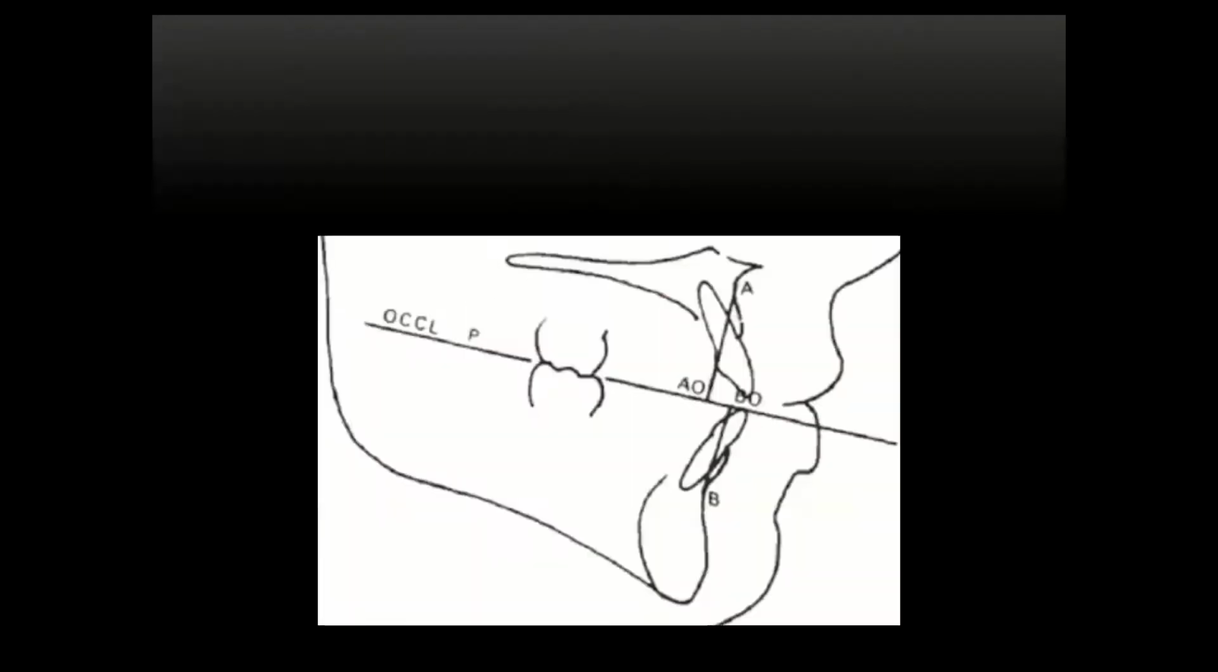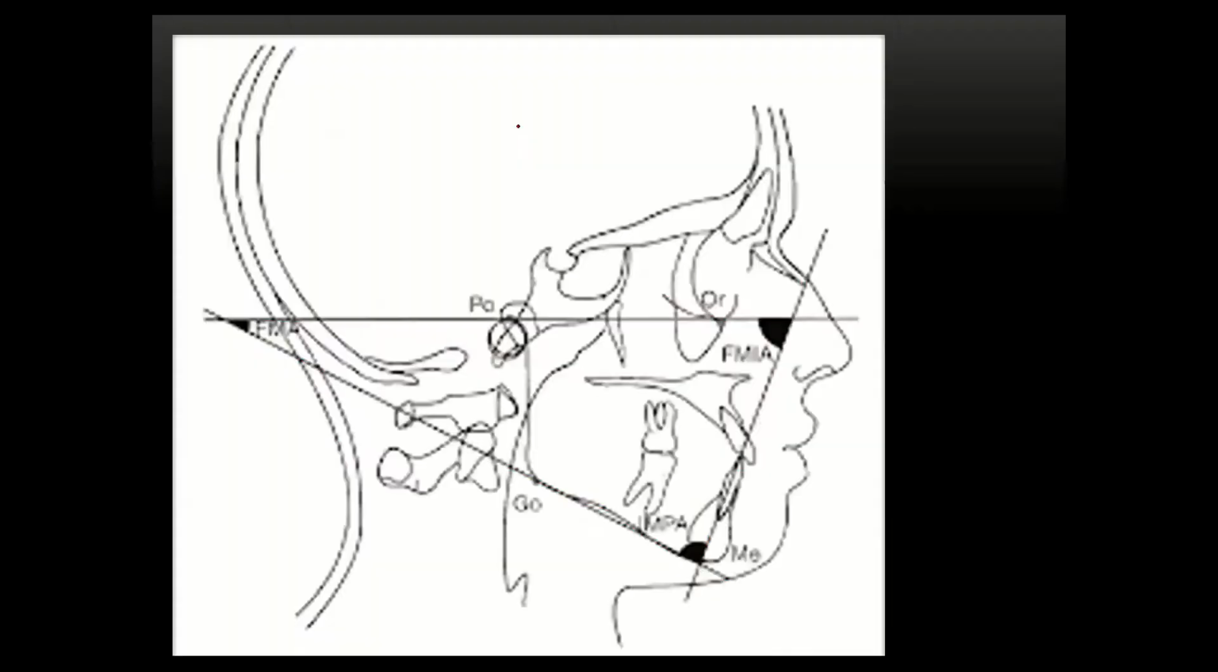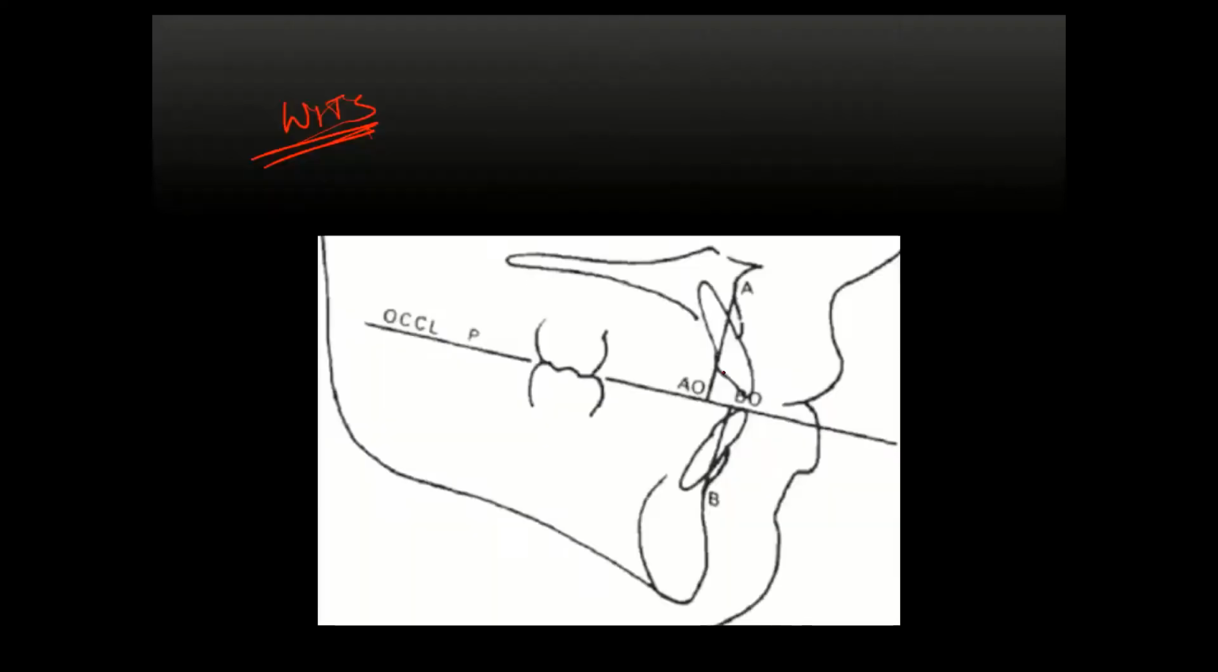Okay. Next analysis that we're going to see is Wits appraisal. FMIA is the Frankfurt mandibular plane and incisor angle, the angle between the Frankfurt mandibular plane and the incisor. Frankfurt mandibular incisor angle. Okay.